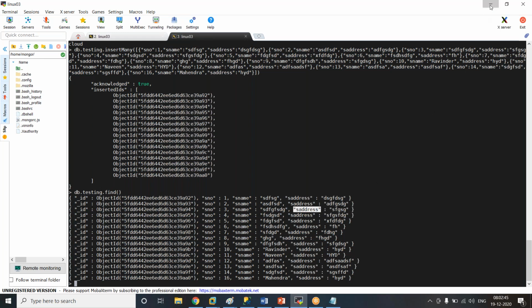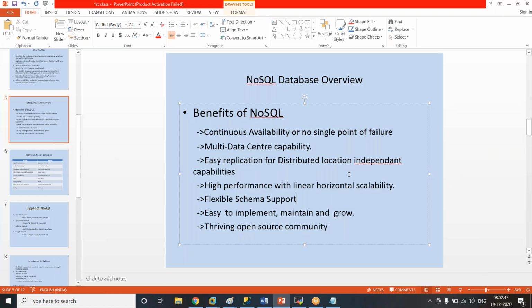Basically, you don't need to worry about the schema. It will be taken automatically and dynamically. Easy to implement and maintain and grow. The commands are very simple. One single command does a lot of configuration in the background.